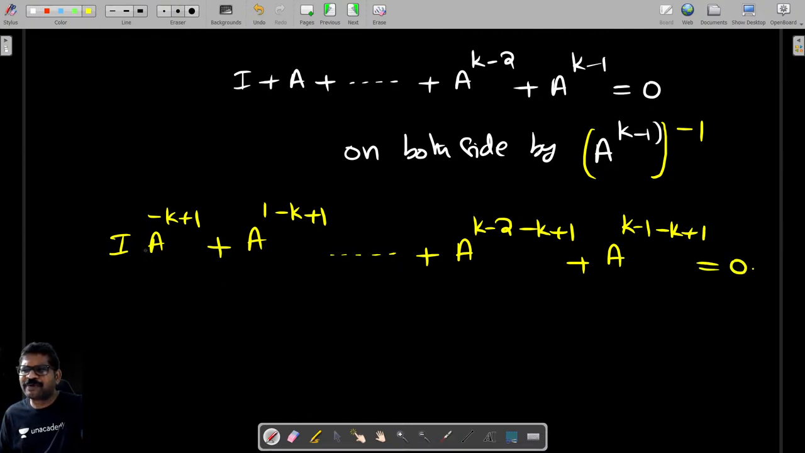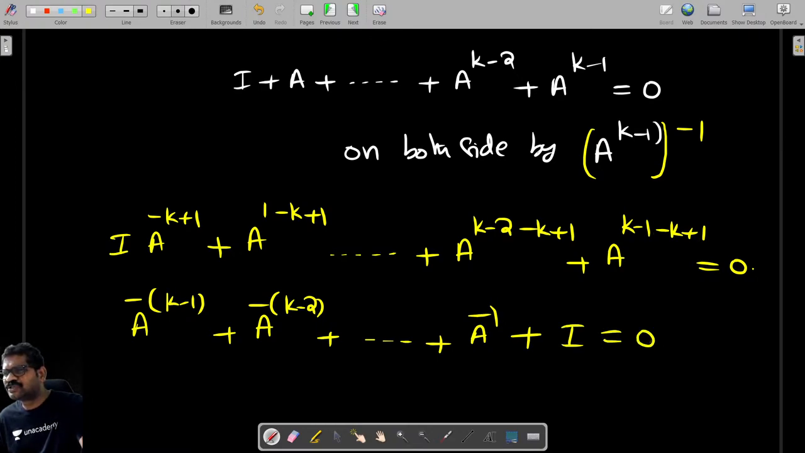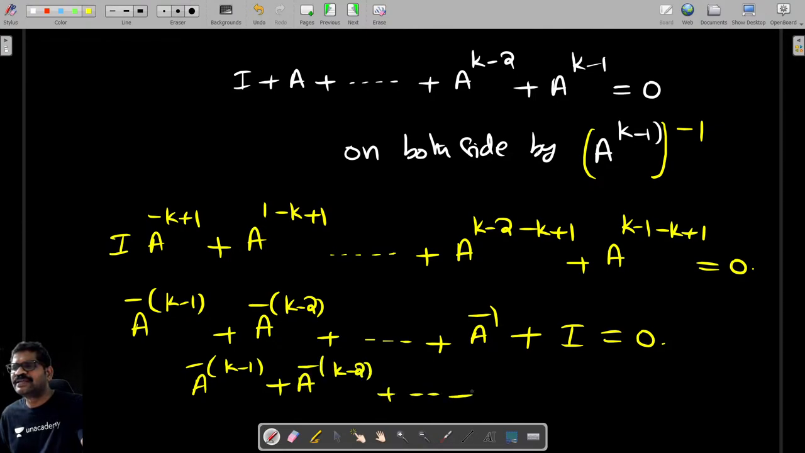Simplify this. A power minus k plus 1 is a power minus of k minus 1. A power 2 minus k is nothing but minus of k minus 2 and so on. Here k minus k cancel, minus 2 plus 1 minus 1, a power minus 1, plus here minus k plus k cancel, minus 1 plus 1 cancel, that is I equal to 0. Therefore a power minus of k minus 1, a power minus of k minus 2 and so on, a inverse equal to minus I. So that is also correct.